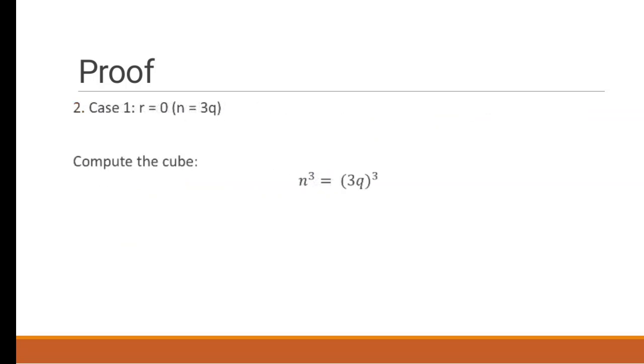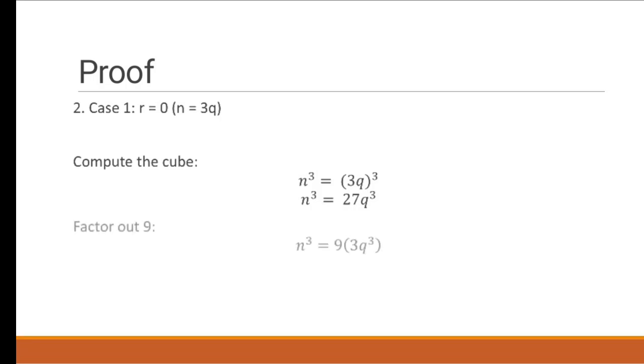For the first case, let r equal 0. That means n is equal to 3q. So first, we must cube both sides. That will give us n cubed is equal to the quantity of 3q cubed. Now, by cubing 3q, we will get n cubed is equal to 27q cubed. Now, by factoring out 9 from that expression, we will have n cubed is equal to 9 times the quantity of 3q cubed. Notice that this is exactly a multiple of 9.